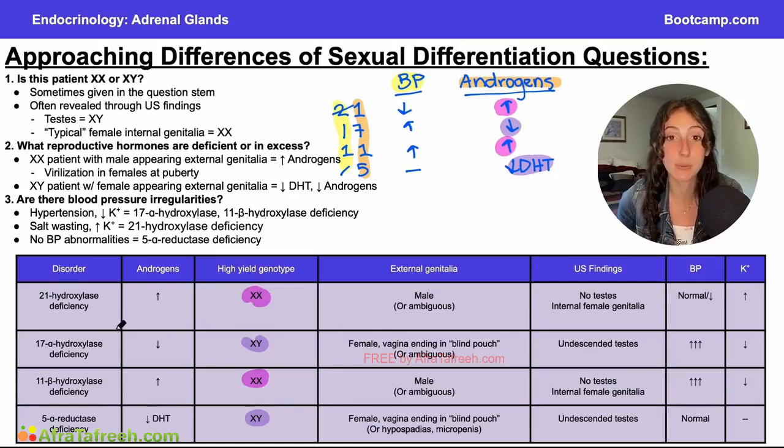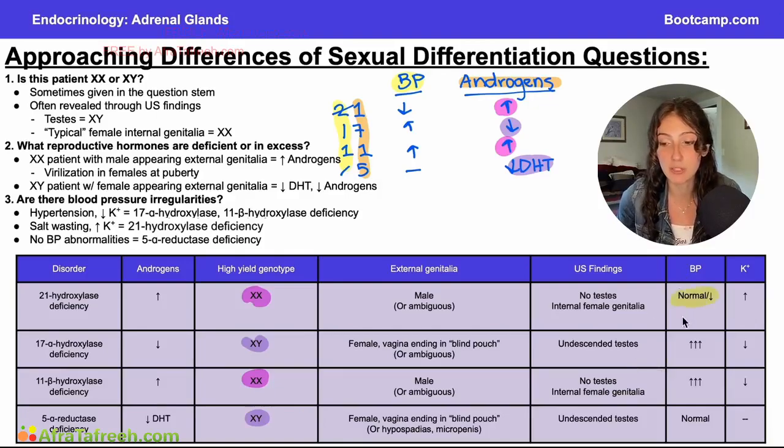For example, 21 hydroxylase deficiency can present in an XX patient with male or ambiguous external genitalia, no testes, and internal female genitalia on ultrasound. Similarly, 11 beta hydroxylase deficiency can also present in an XX individual with male or ambiguous genitalia externally, but no testes and internal female genitalia internally. And the key thing that's going to distinguish between these two enzyme deficiencies in a board-style question is going to be what's happening with the blood pressure.